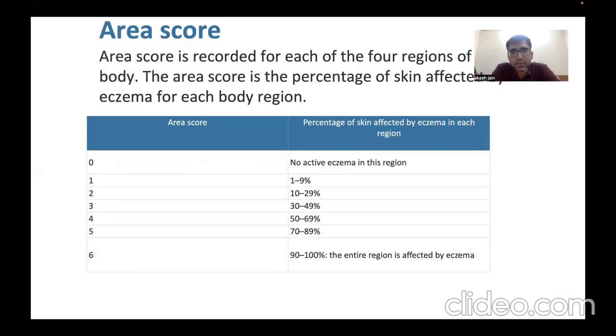So the area score is recorded for each of the 4 regions of the body, and the percentage of skin affected is calculated. There are 2 grades: first is the area score and second is the percentage of skin affected by eczema. If the area score is 0, there is no active eczema, and area score 1 is 1 to 9% of the skin affected by eczema in each area. Then 2, 3, 4, 5, and 6. 6 is 90 to 100% of the skin affected, that is, the entire region is affected by eczema.